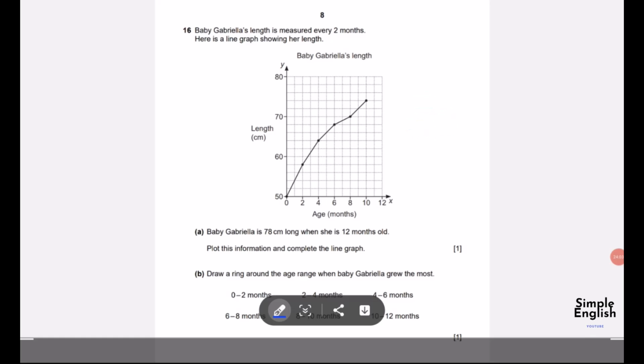Okay, so 16. Baby Gabriella's length is measured every 2 months. Here the line graph shows her length. A. Baby Gabriella is 78 centimeters when she's 12 months old. 12 months old, here, 78 centimeters. One square means 2 centimeters. 1, 2, 3 here, right? Just plot here, like this. Yeah.